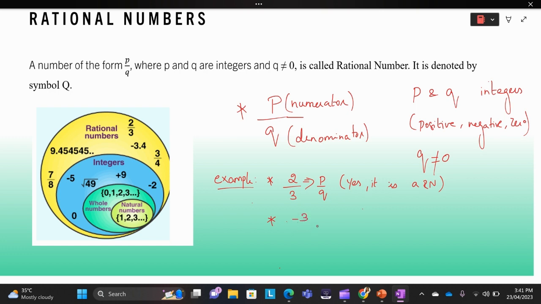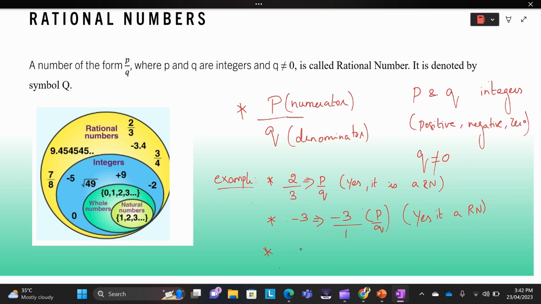Now consider another example, minus 3. I told you that any number should be expressed in the form of p by q, but for minus 3, is there any denominator specified here? There is no denominator, but I can understand it can be expressed as a fraction like this with the denominator 1. So again, it is of the form p by q, hence it is a rational number. And I know p takes the value of an integer, which is minus 3, and q is 1.